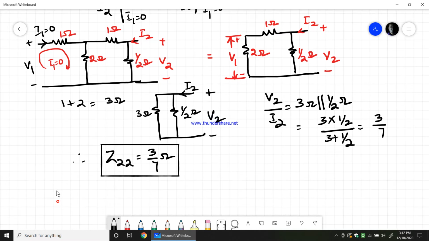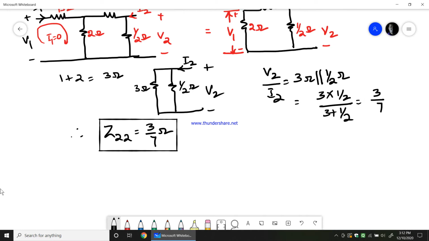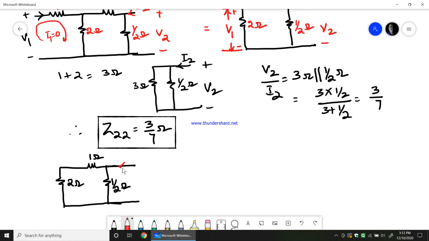Coming to finding out what V1 by I2 is. Now I need to find out what is V1 by I2. So I'll take back the same circuit once again. So this is 2 ohms, this is 1 ohm, and there was a resistor 1 by 2 ohm in parallel with this. So here this is I2, V2, and this was actually V1 across 2 ohms.